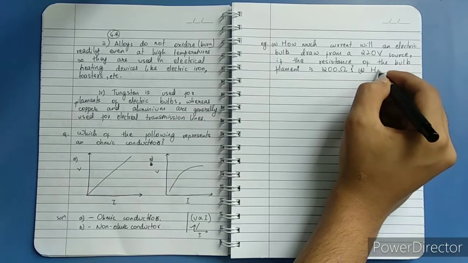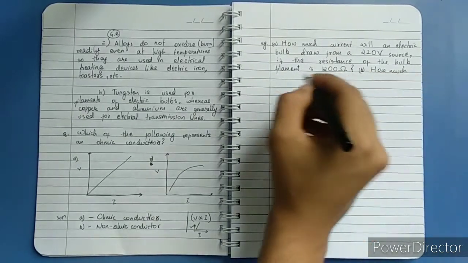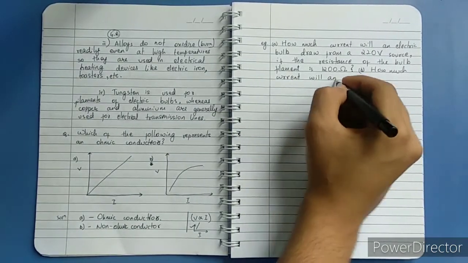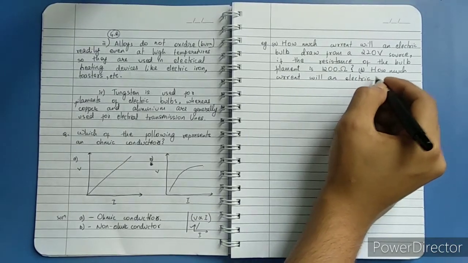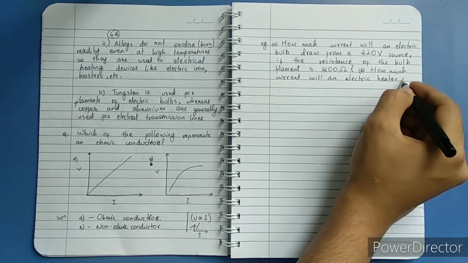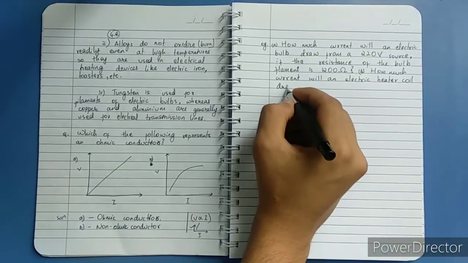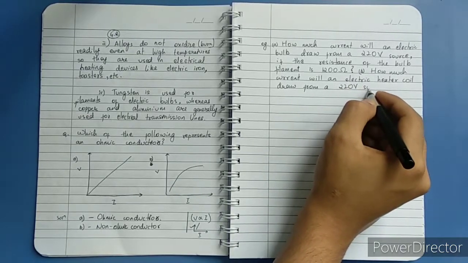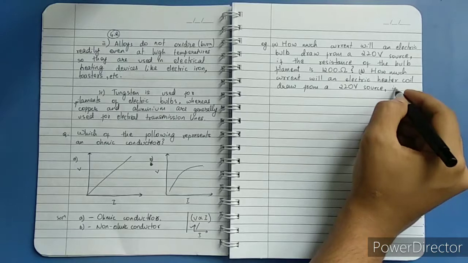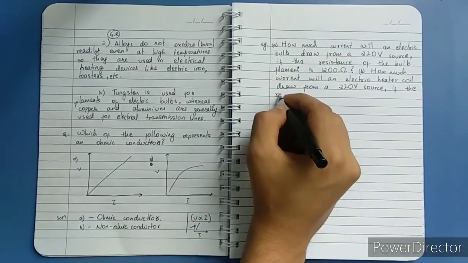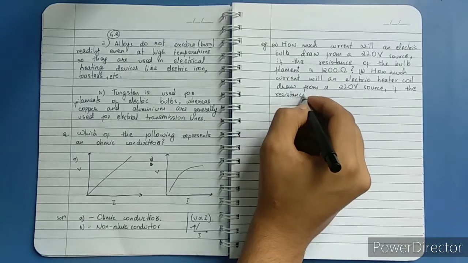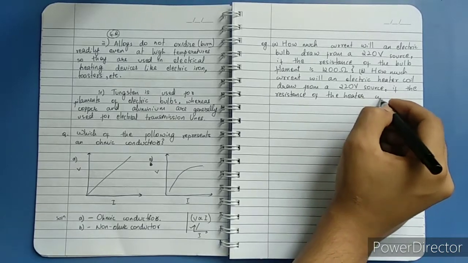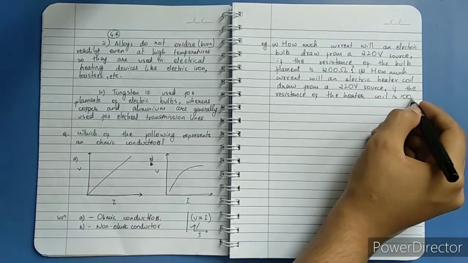Part B, how much current will an electric heater coil draw from a 220 volt source if the resistance of the heater coil is 100 ohm.